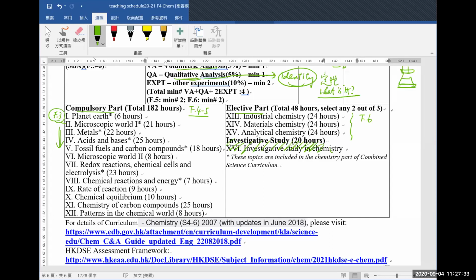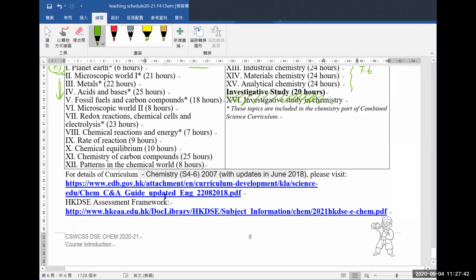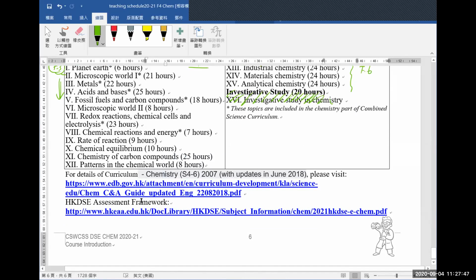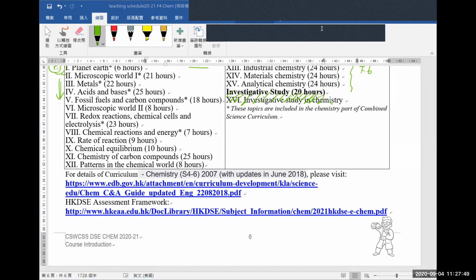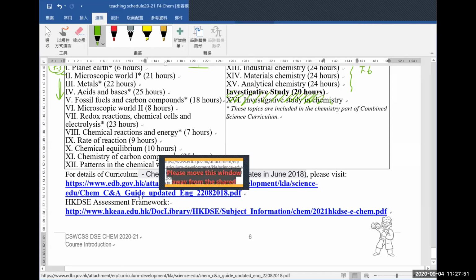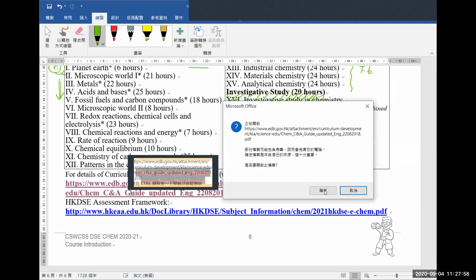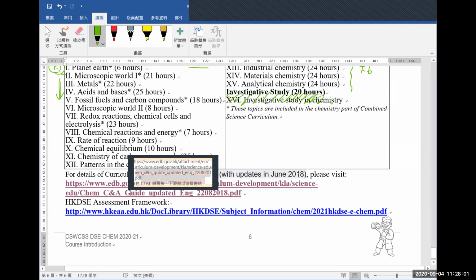Any questions? Any questions so far? Now, for the details, you are going to refer to the syllabus as well as the DSE framework. The first one is more important. I would like to show you what that is. So you click it, and it will bring you to another page. Oh, I would like to share the other page. Yes, this is the one.